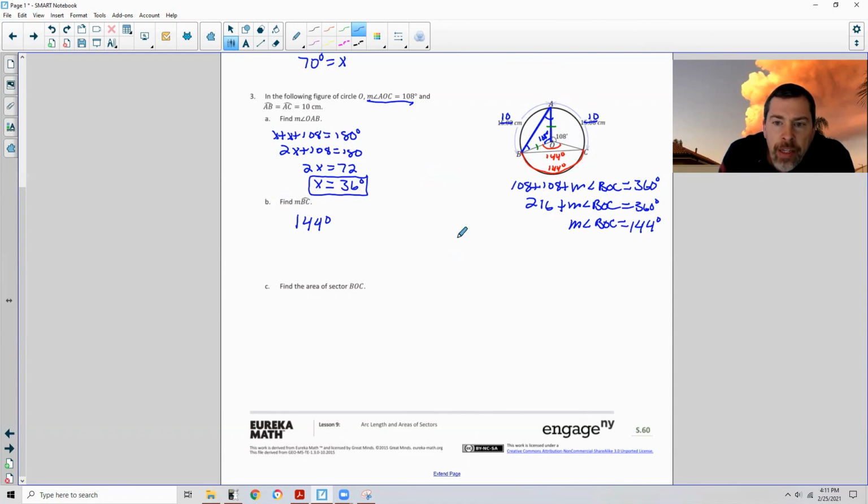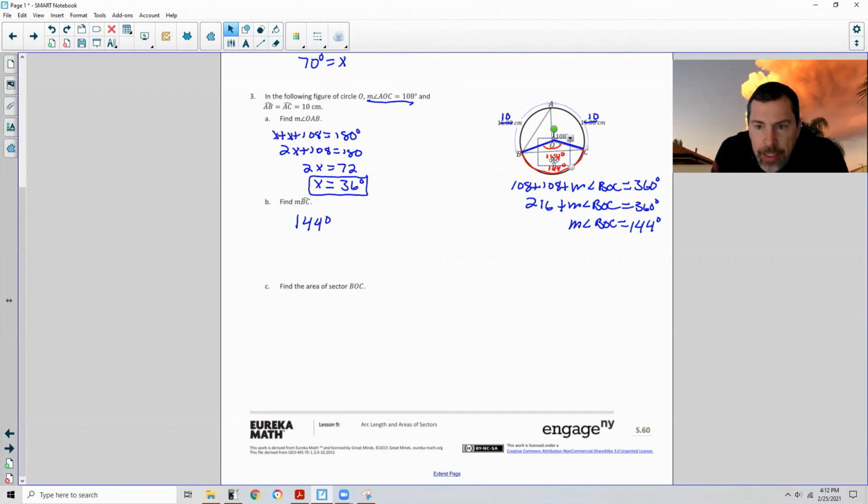And now it says find the area of sector BOC. So sector BOC, now let me erase what I don't need. I don't need this up here anymore. And now we're talking about sector BOC, which is right here. Okay, so that's 144 degrees. So remember what the area of a sector is.